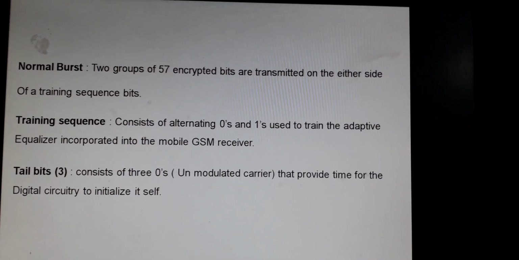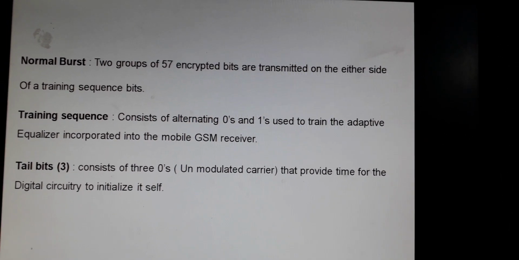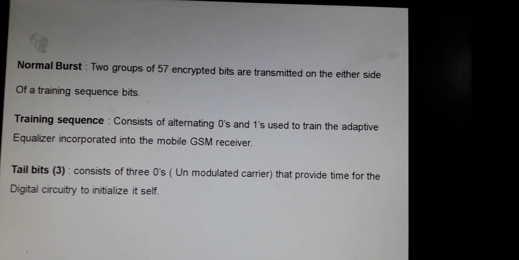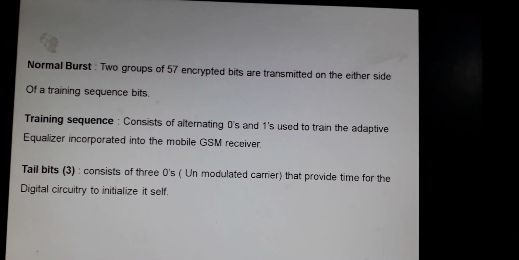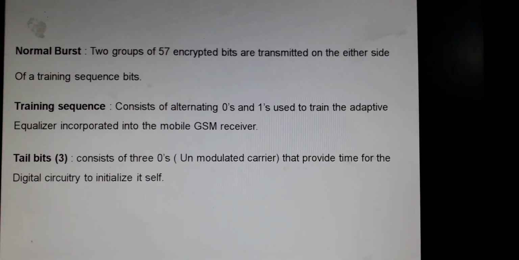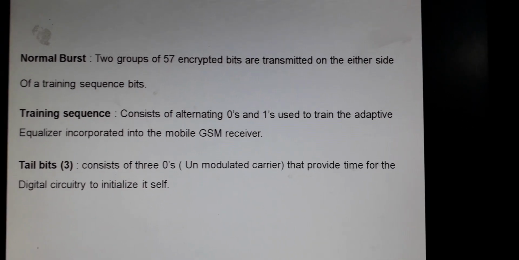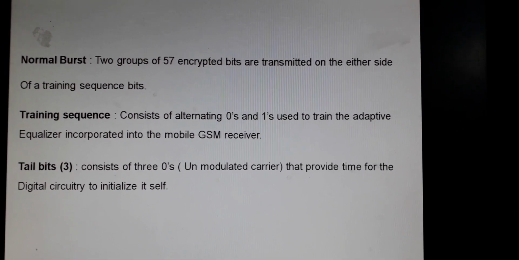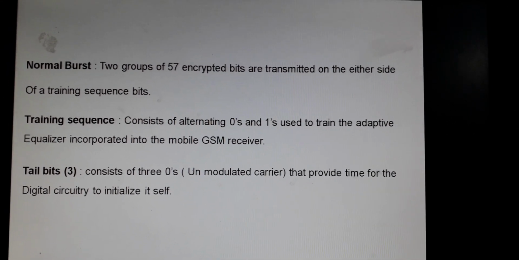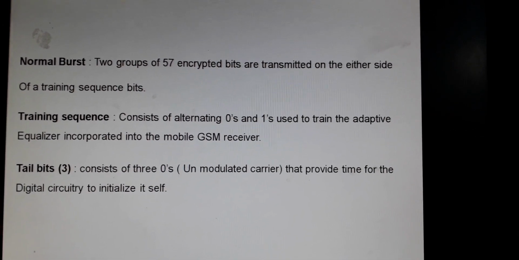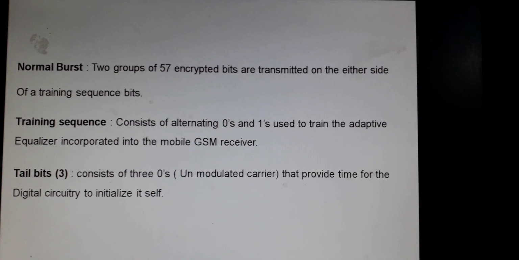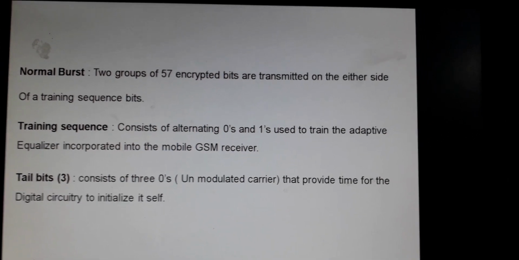Tail bits consist of 3 zeros, and they are unmodulated bits. They provide timing or initialization of digital circuitry, and they will initialize themselves. That means the digital circuitry, for example a clock, initializes from 0 seconds. So for all initialization purposes of the GSM network, these tail bits are used. Training sequences are used for training the equalizer. The equalizer always adjusts the frequency of the GSM receiver.